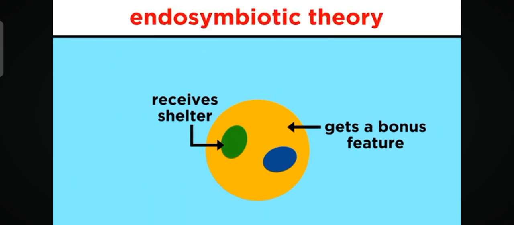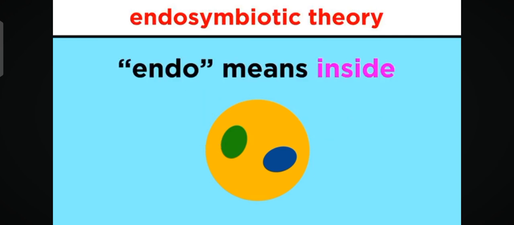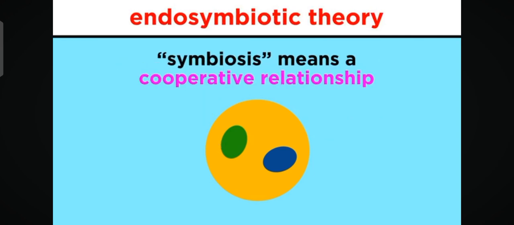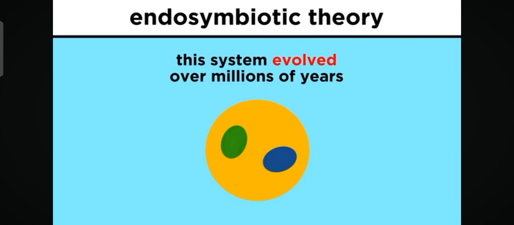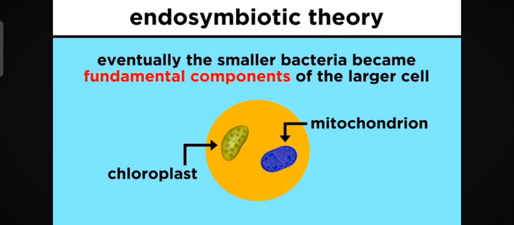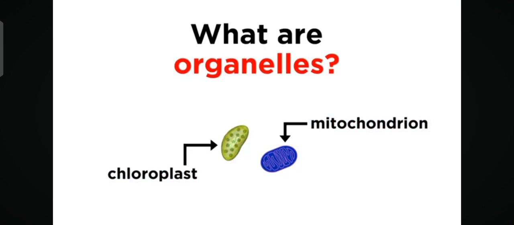This is where the name endosymbiotic comes from. Endo means inside, and symbiosis refers to organisms living and working together. These smaller bacteria grew more specialized over millions of years of evolution, and eventually became some of the organelles we find within a single eukaryotic cell. So what are these organelles exactly?